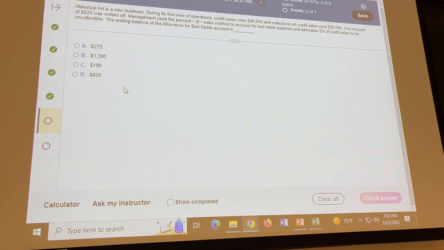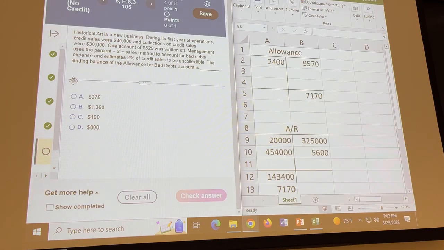Okay, historical art is a new business in its first year of operation. Credit sales are 40,000. Collection of credit sales are 30,000. One account is written off for $525. Management uses a percentage of sales method to account for bad debts expense and estimates 2% of credit sales to be uncollectible. The ending balance of the allowance for bad debts account is, so let me split my screen here again.